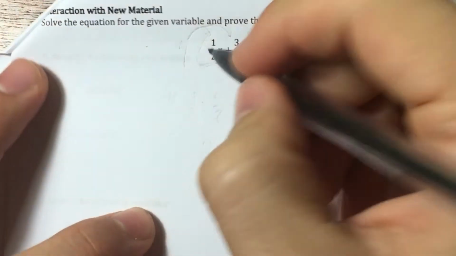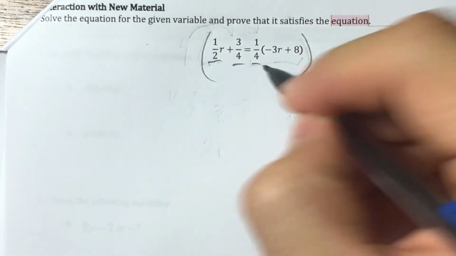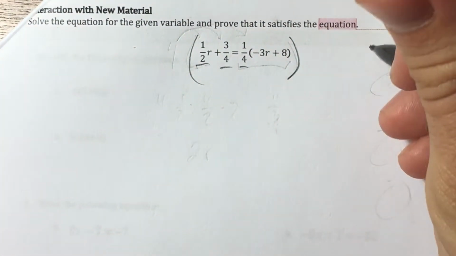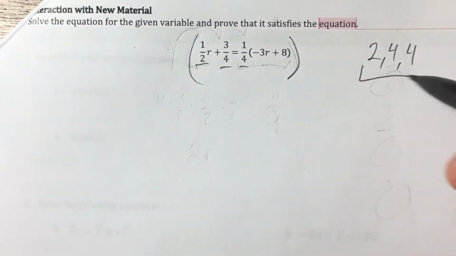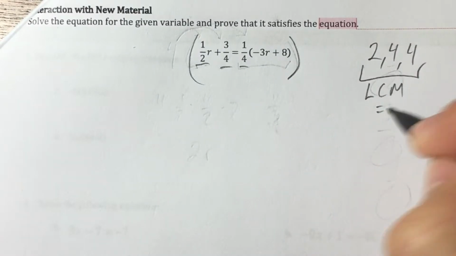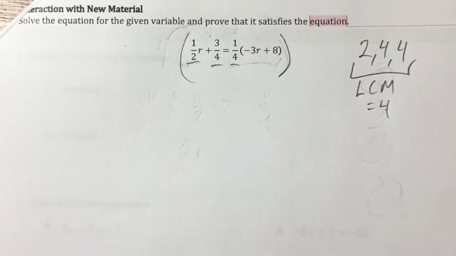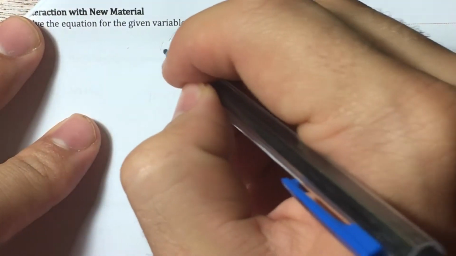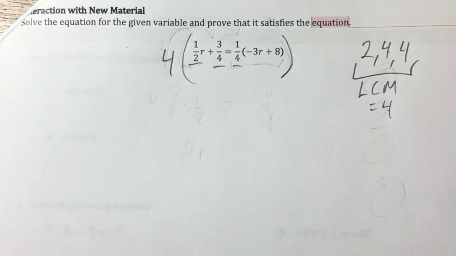So I want to multiply every term in this equation by the least common multiple of our denominators. Our denominators are 2, 4, and 4. So our least common multiple, or LCM, is going to be 4, because 4 is a multiple of 2, a multiple of 4, and a multiple of 4. So I'm going to put my 4 out here and essentially just distribute it to every term in this equation.